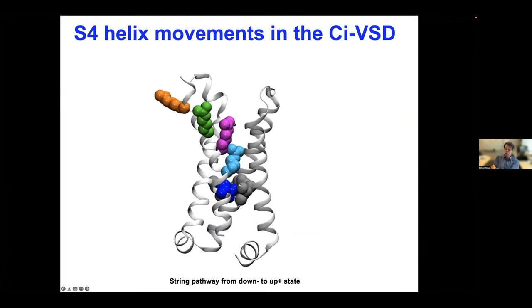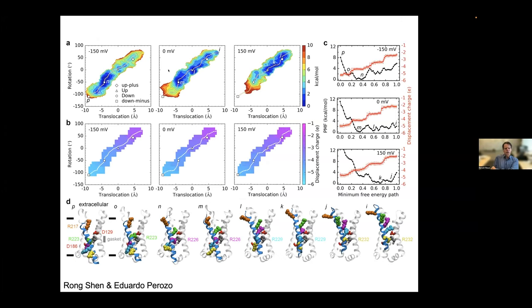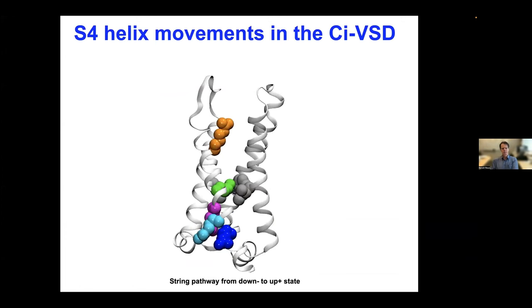So this is a non-trivial conformational change. It's occurring in a membrane, and then using this string, which you see here, he calculated also a potential of mean force. The helix turns out that it is rotating. It's basically a sliding helix. It's sliding and rotation. It's like a corkscrew motion.